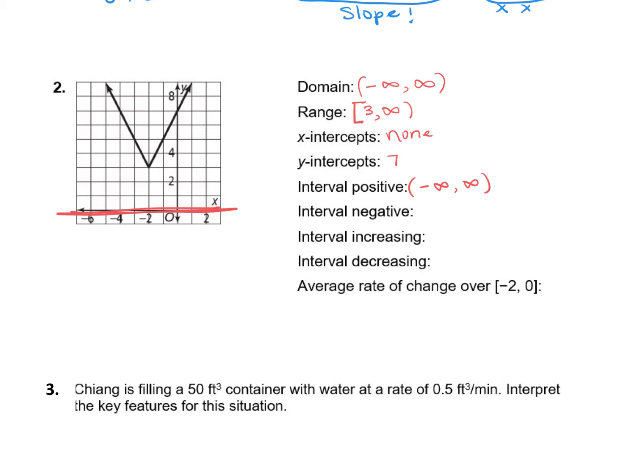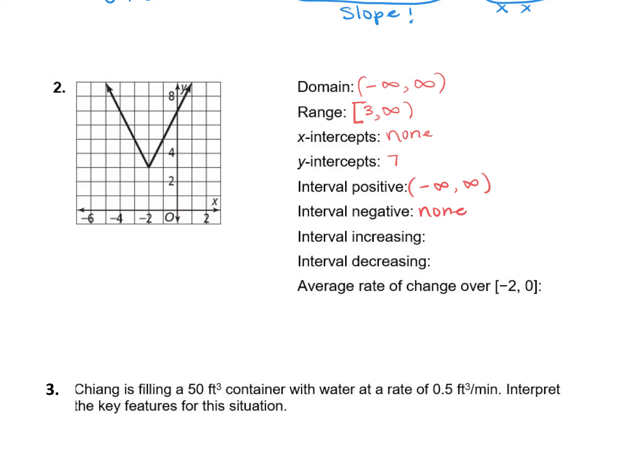Where is our function negative? Negative is below the x-axis. This graph will never go below the x-axis, so we don't have one. So we're going to say none on that. Okay, increasing or decreasing?